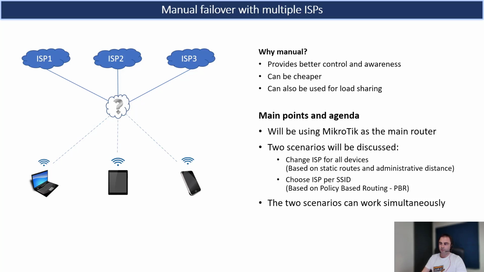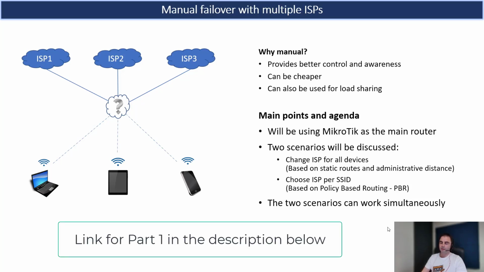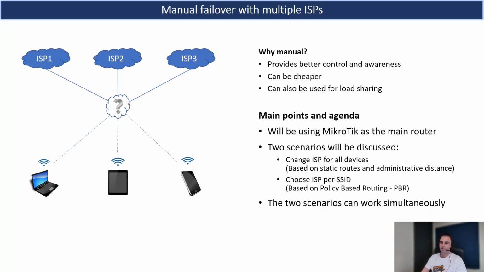In the first part, I discussed how I'm manually but quite fast changing my ISP. This was based on static routes and the different administrative distances. And I'm doing this for all the devices which are connected to a single wireless network or a single SSID.